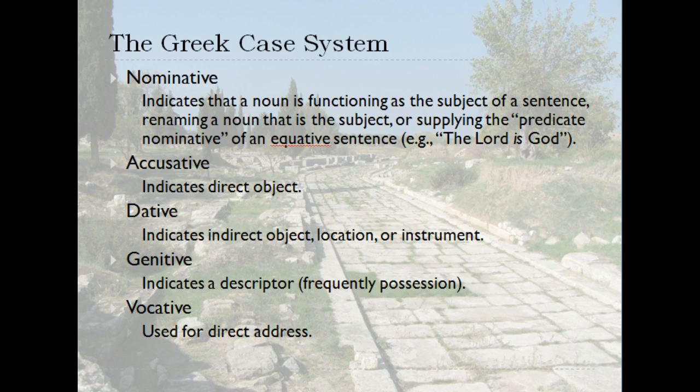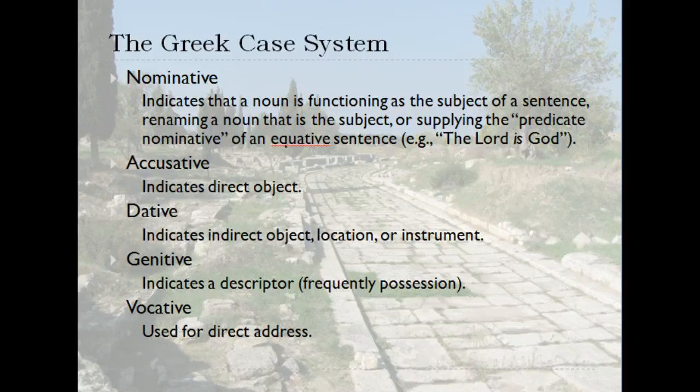Now, as we move into this case system, we will meet 5 words that are probably going to be strange to most students. Nominative, accusative, dative, genitive, and vocative. These are names derived from Latin words, from Latin grammarians, talking about the Latin language and the Greek language.